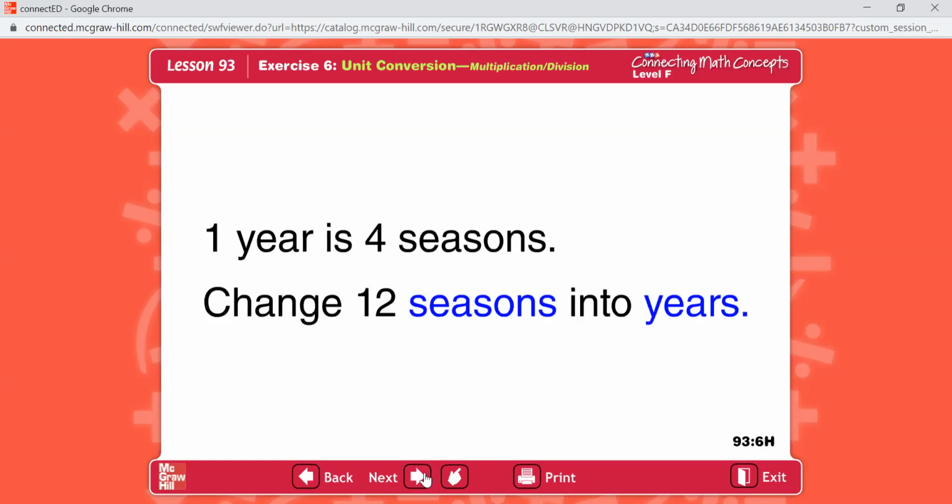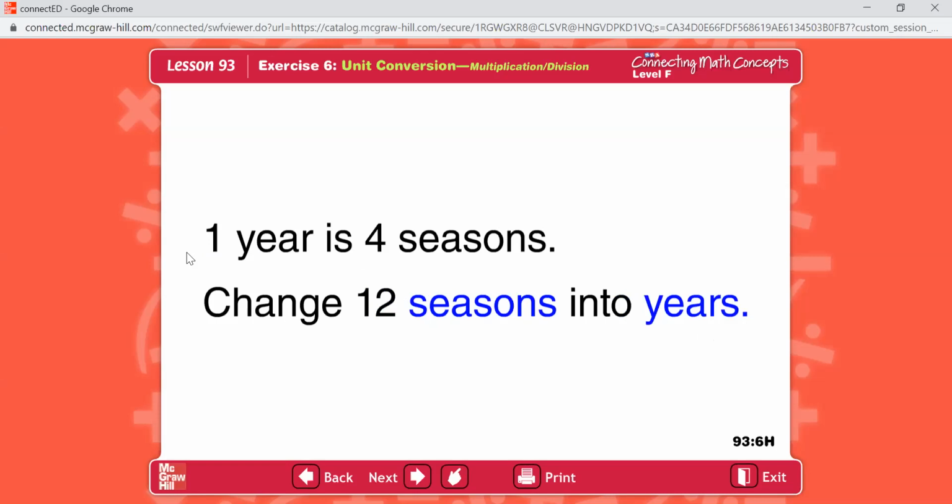Now, we're going to swap it back. Here, read our fact again. 1 year is 4 seasons. Our new problem is change 12 seasons into years. To end up with years, do you divide or multiply? You're going to divide. And you're going to divide by what number? You're going to divide by 4, because you're going backwards.